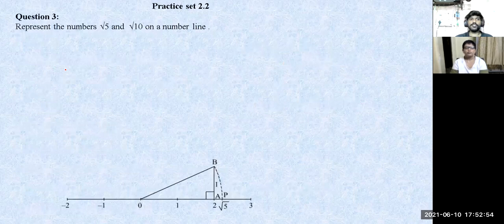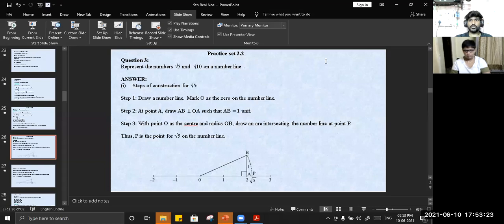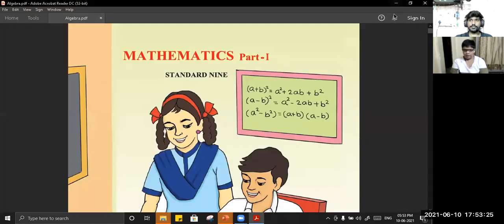Next is: represent the numbers root 5 and root 10 on the number line. You know how to show root 2 and root 3 on the number line, correct? Now, do you have your scale, pencil, and compass? Yes, sir. Okay. I'll show you how to show root 5 on the number line.